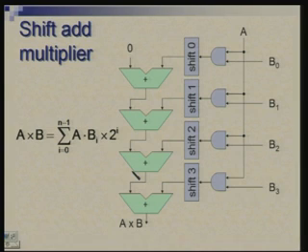And the next stage is addition. So, starting with a 0 here, we add the first partial product, then the second partial product, third and fourth, and finally, we have the product of A and B.